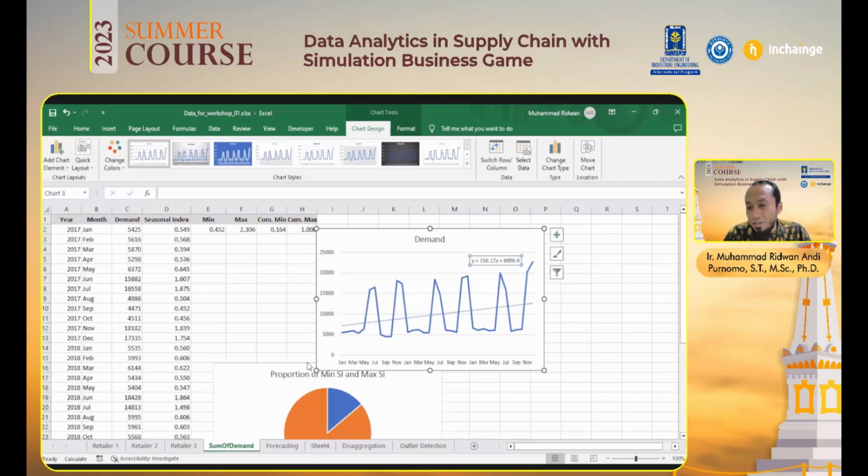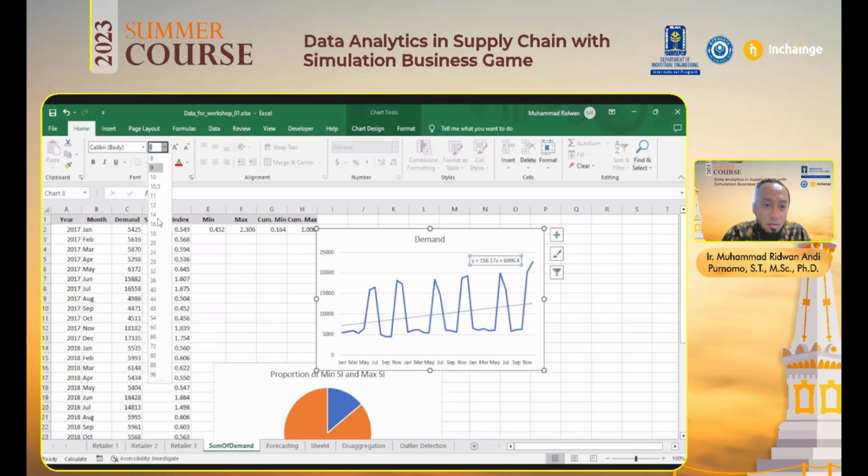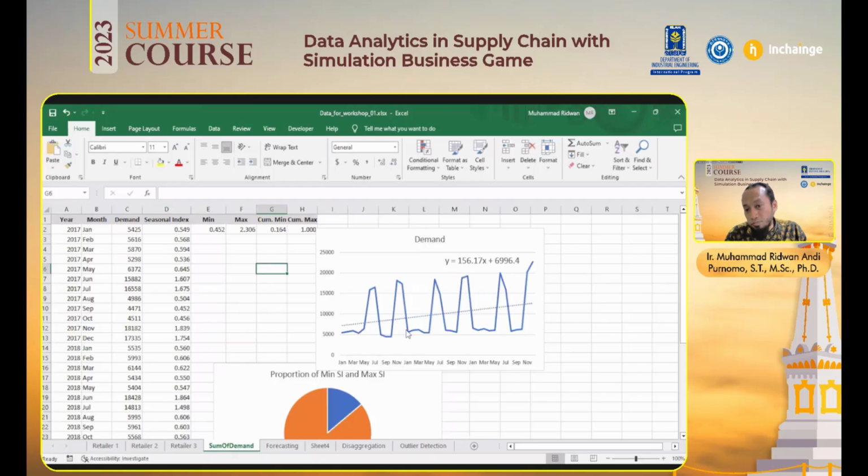Because this is a workshop, it means that we need to have just very simple work to practice data analytics. Here we can try to enlarge the font. From here we understand, this is the slope, 156 point something. This is the slope, and this is the intercept. Slope is the trend. From here, as manager, if we want to see the trend, the trend is positive, not negative, the value is positive here.